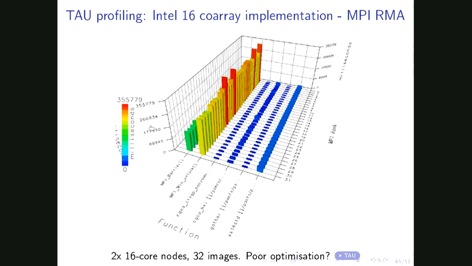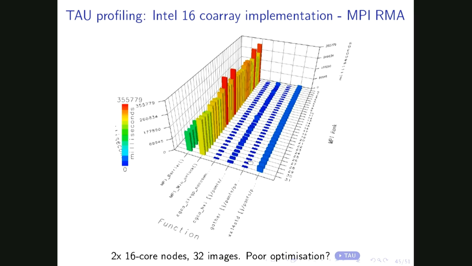In this case, we use two 16-core nodes, 32 images in total. And you can see that the runtime is heavily dominated by the RMA MPI win unlock call here. MPI barrier is the close second. And only four user routines count for more than 1% of runtime.